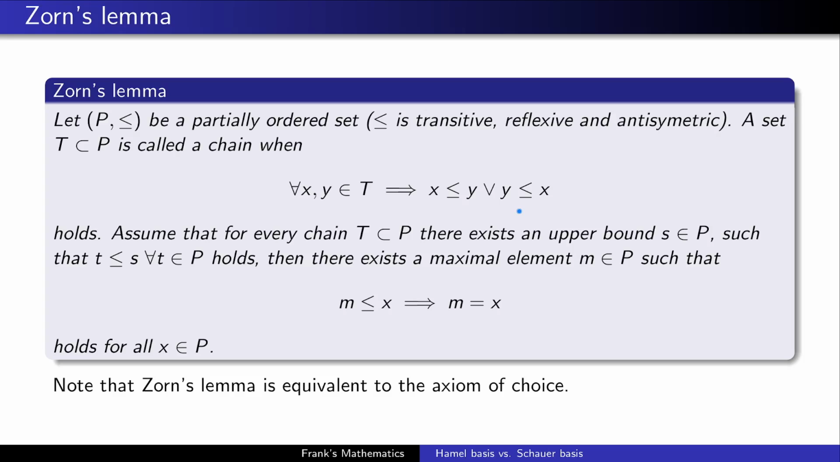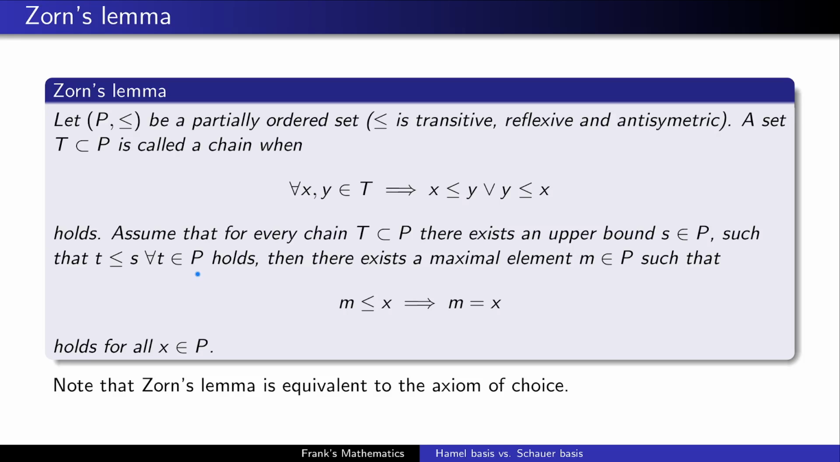This is kind of an ordered, chained set. In addition, we assume that for every chain in our set P there exists an upper bound S. S does not have to lie in our set T, but it should be in the set P, of course, such that it is an upper bound. So upper bound meaning that t is less or equal than S for all t in T.